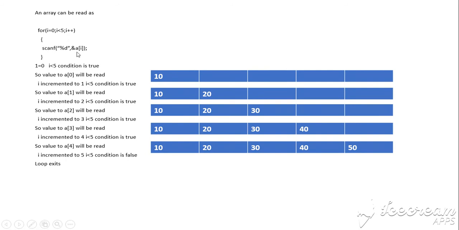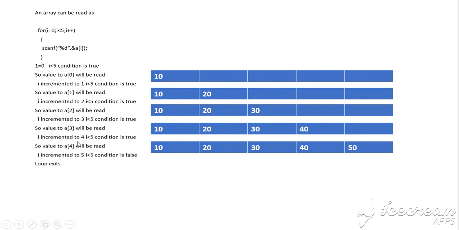So the value will be read as scanf %d &a[0]. The first value will be stored in the 0th position. Again, i gets incremented to 1. The condition is evaluated again and as the condition is true, the value to a[1] is read. In the next case, i is incremented to 2, 2 is less than 5, the condition is true, so the value to the second index is read. Again, i gets incremented to 3 and 3 is less than 5, so the value to a[3] is read using the for loop statement.